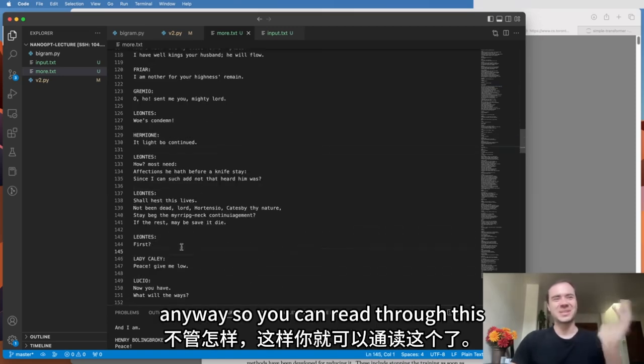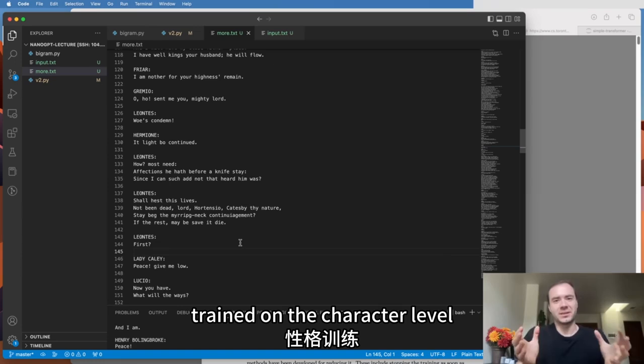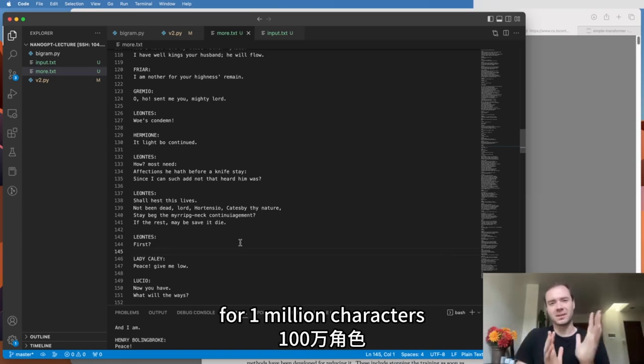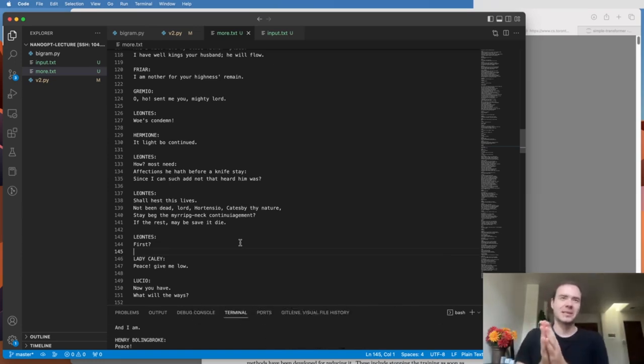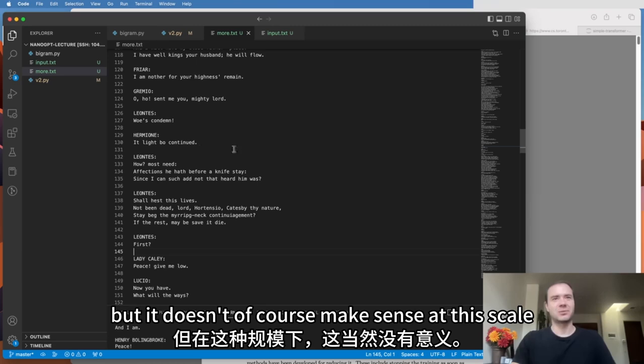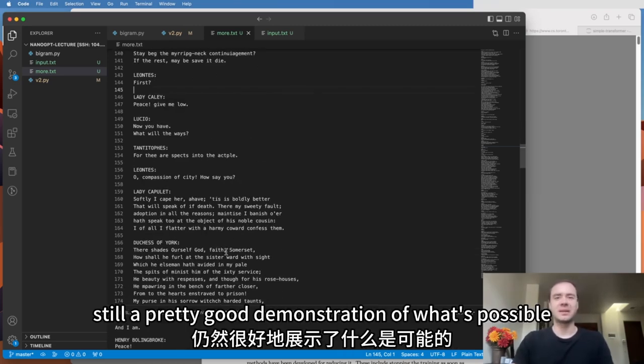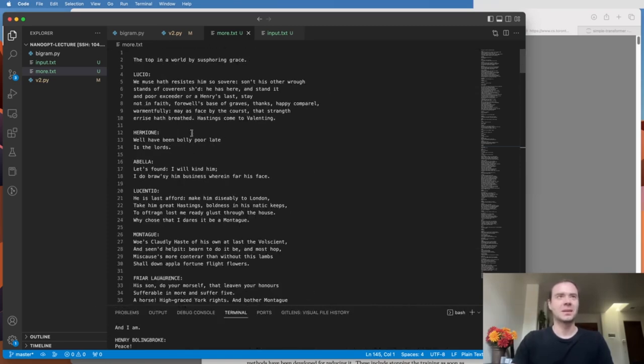Anyway, so you can read through this. It's nonsensical, of course, but this is just a transformer trained on the character level for 1 million characters that come from Shakespeare. So it's sort of like blabbers on in a Shakespeare-like manner, but it doesn't, of course, make sense at this scale. But I think it's still a pretty good demonstration of what's possible.